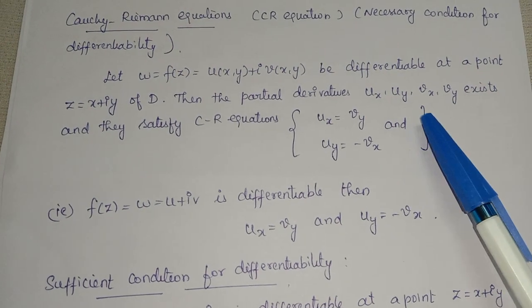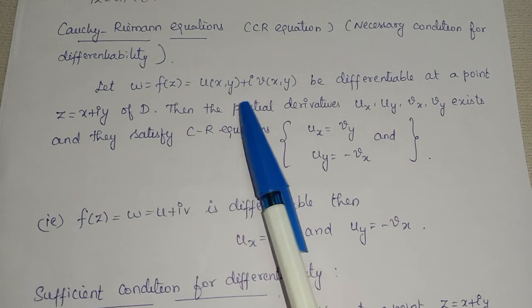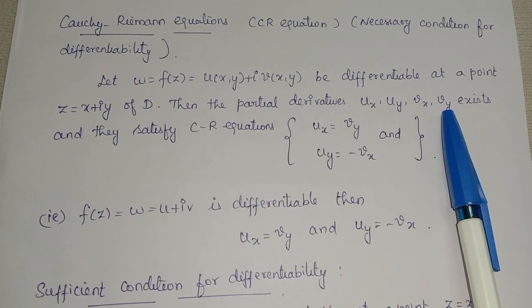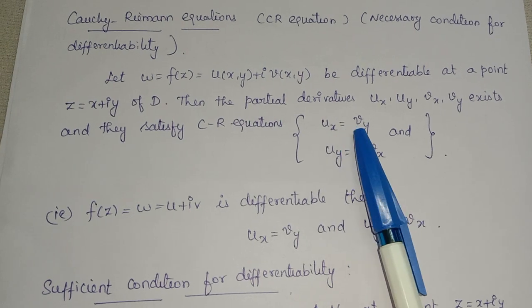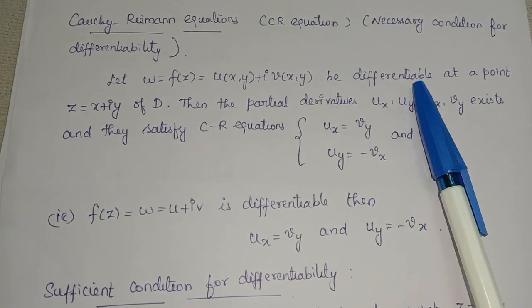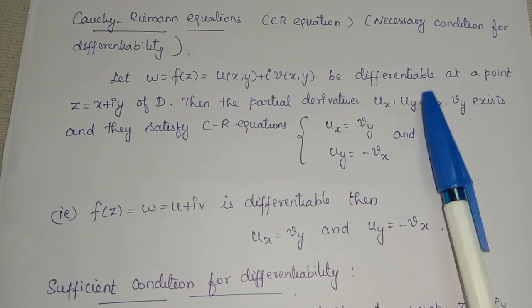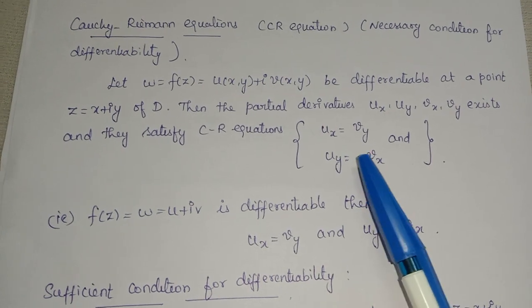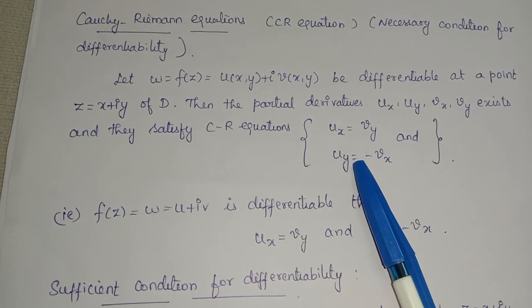So what we are saying here is, if a given function is differentiable, then all its partial derivatives exist and they satisfy these equations. What are the equations? ux equal to vy and uy equal to minus vx. So differentiable implies these conditions are satisfied. This is a necessary condition for differentiability. That means if your function is differentiable, definitely these equations will be satisfied.